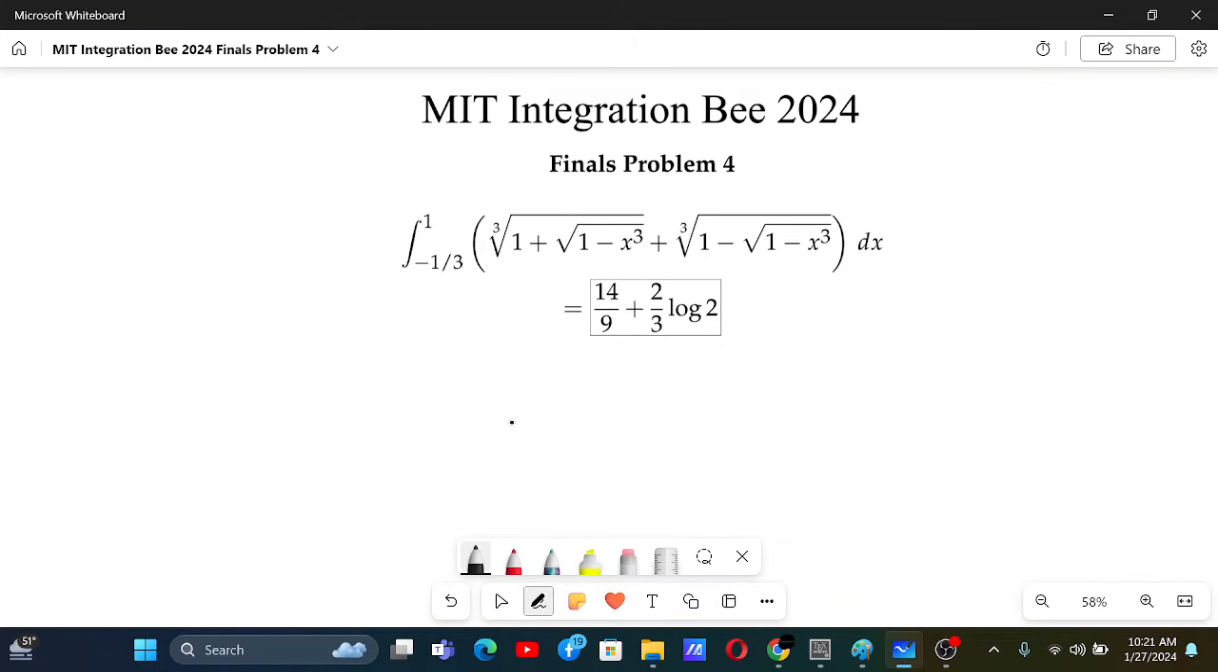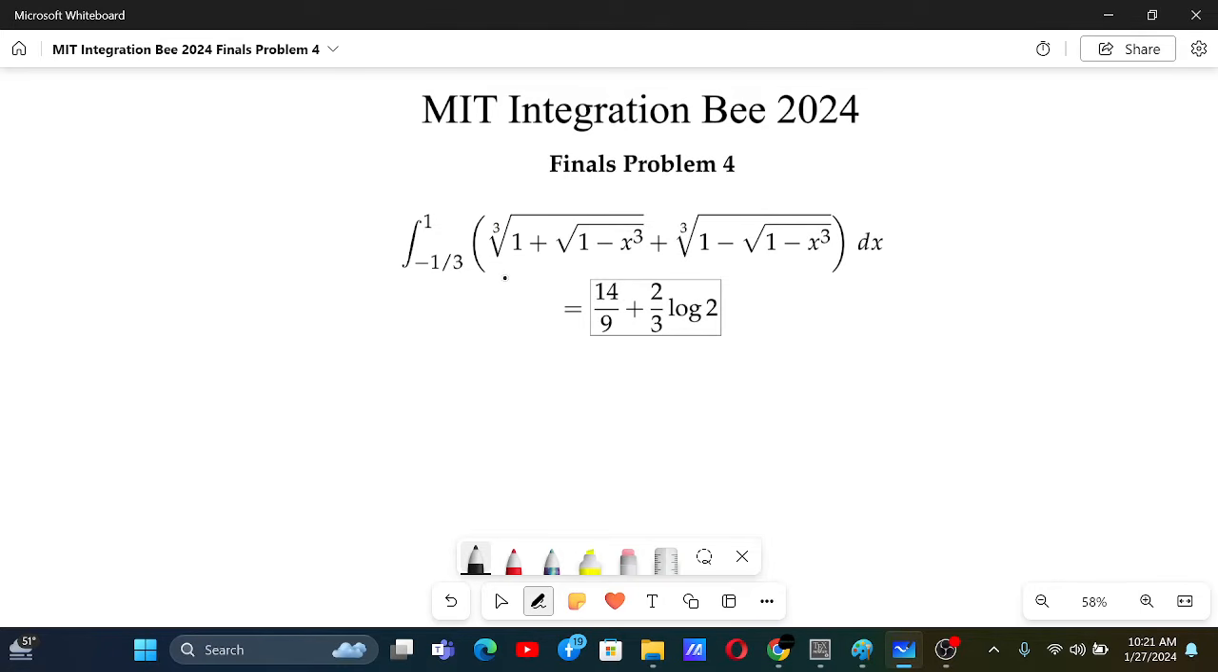MIT Integration Bee 2024 Finals Problem 4. So we have this integral from -1/3 to 1 and some integrand is there. The integrand seems to be a really complex thing, but it's actually not.